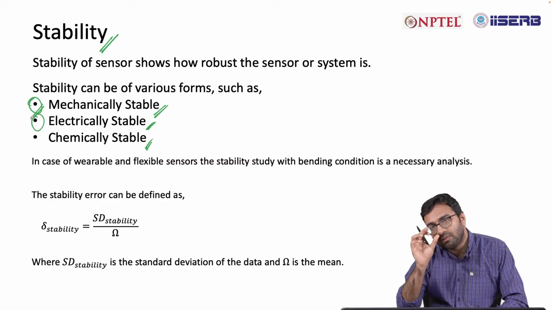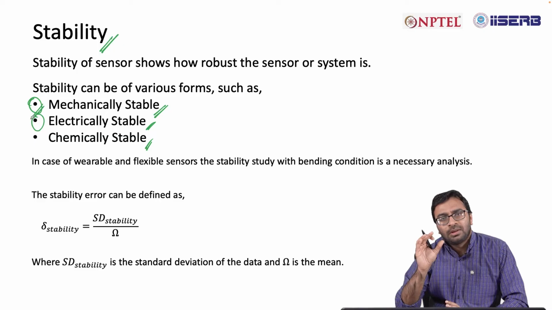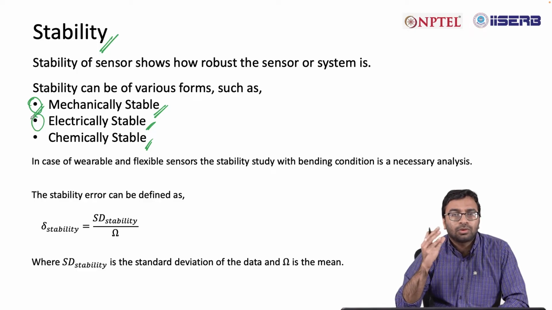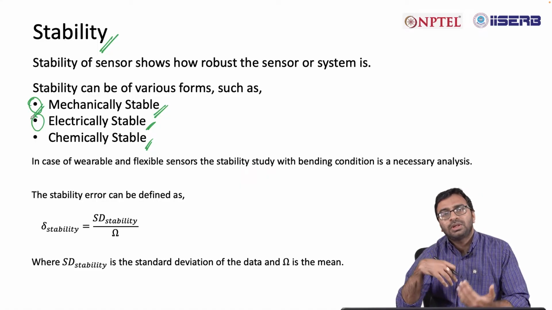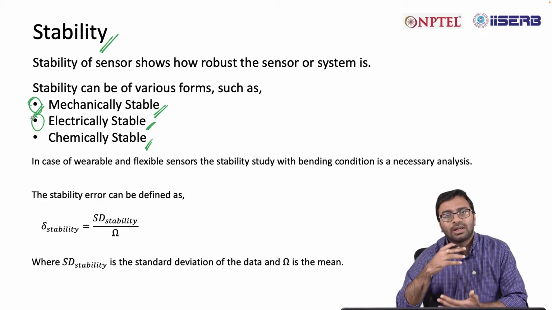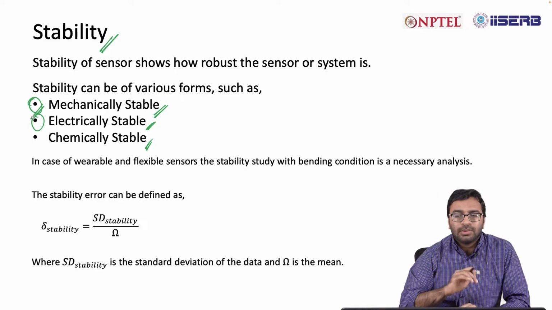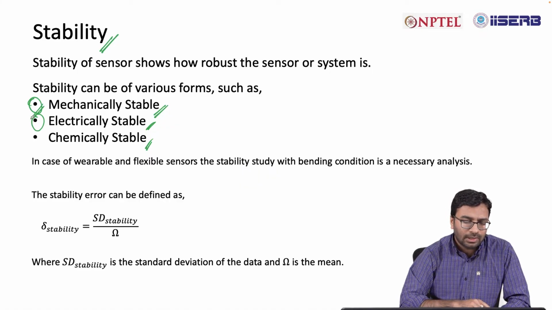For example, say you have a flexible sensor. Now if you bend the flexible sensor, the electrode breaks. So the mechanical stability of the electrodes of that flexible sensor is not very good. But if the electrode breaks, then anyways you will get a poor electrical response. So mostly each of these stabilities are interlinked. You have to ensure that the sensor is stable in all possible ways. So a certain amount of stability is needed.